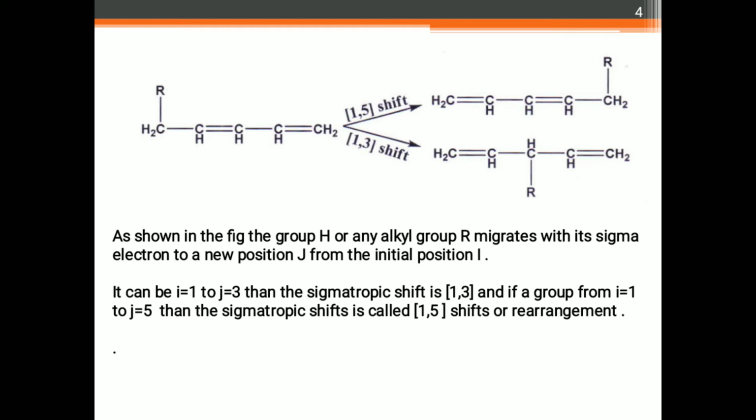As shown in the figure, the group, hydrogen or any alkyl group R, migrates with its sigma electrons to a new position J from the initial position I. It can be I equal to 1 to J equal to 3, then the sigmatropic shift is 1,3, and if the group moves from I equal to 1 to J equal to 5, then the sigmatropic shift is a 1,5 shift or rearrangement.